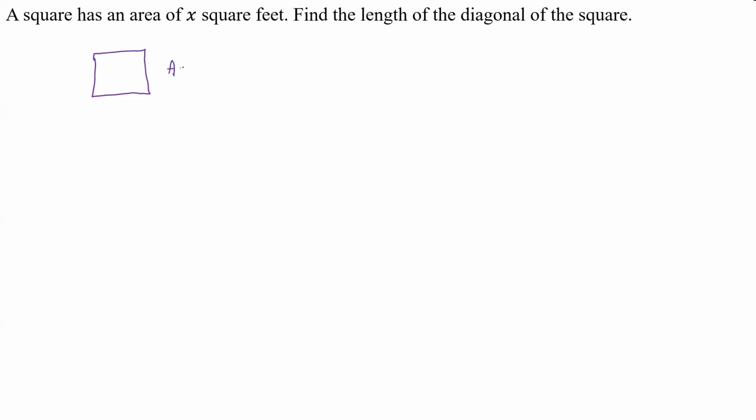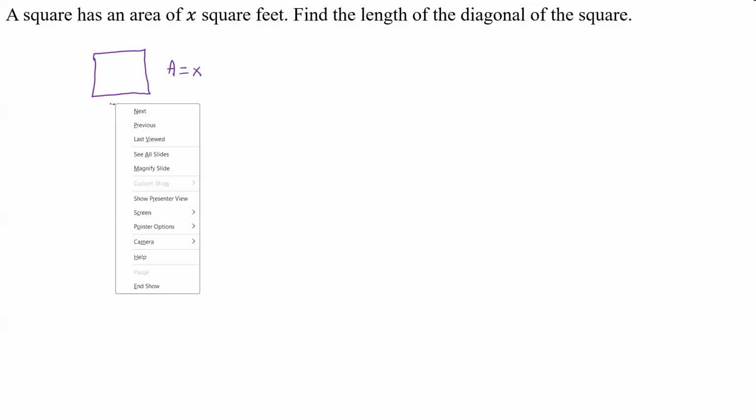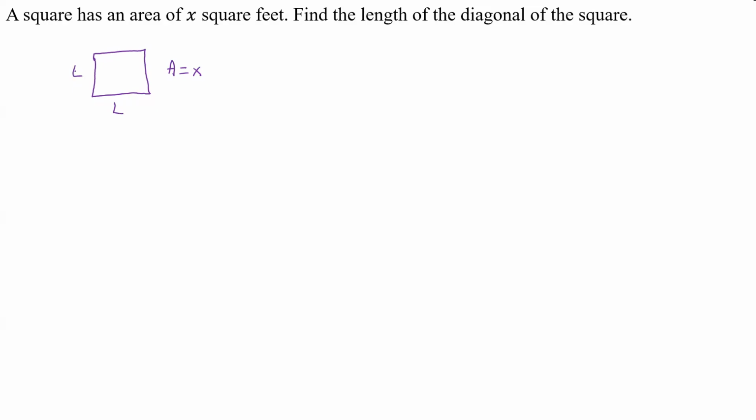So our area is equal to x. Now, what is area normally? Well, it's a length times a length. And so that would normally be L squared, or in this case x squared if it was x squared, but we only have x. So that means the length has to be the square root of x. So each one of these sides is going to be the square root of x.